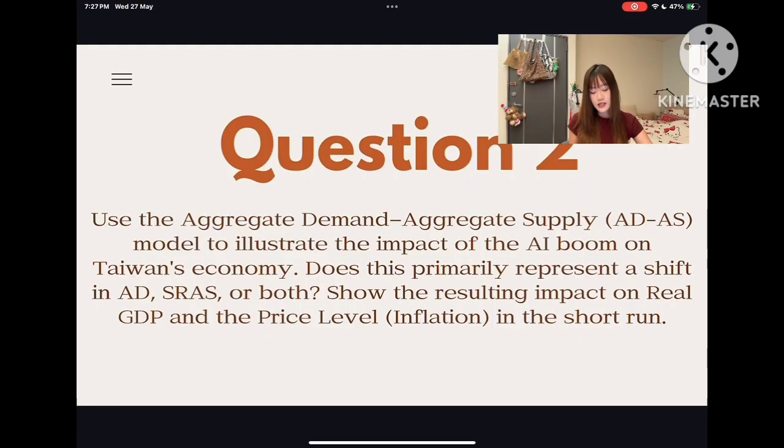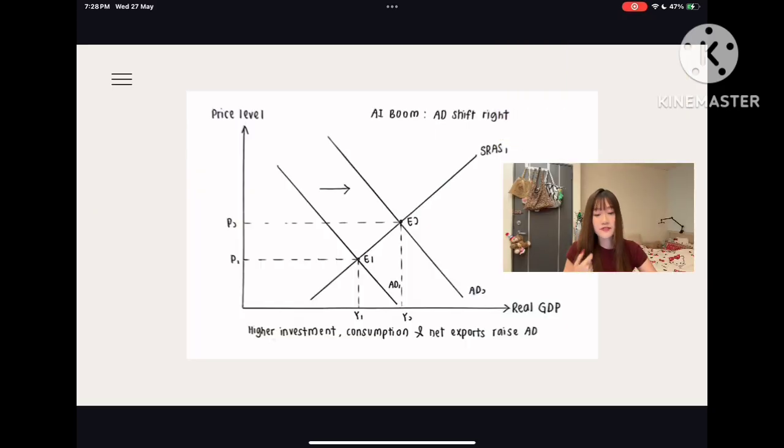Question 2. Use the aggregate demand, aggregate supply model to illustrate the impact of the AI boom on Taiwan's economy. Does this primarily represent a shift in AD, SRAS, or both? Show the resulting impact on real GDP and the price level, inflation, in the short run. In this model, the vertical axis is the price level and the horizontal axis is the real GDP.